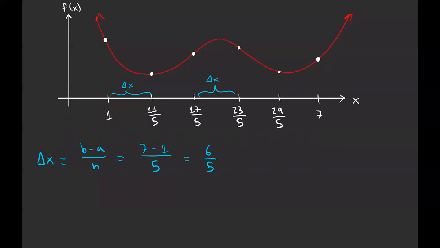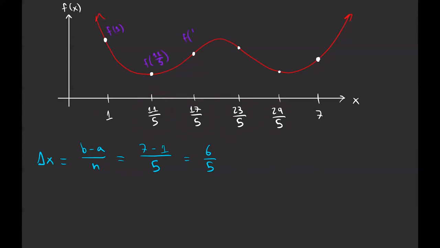And so right here, we've done this example again, where we've changed the number of intervals that we're using. And we've gone ahead and figured out what delta x is, but also what each of these are. Now we can say, all right, now that we know that, this is going to be f of 1. This is going to be f of 11/5.